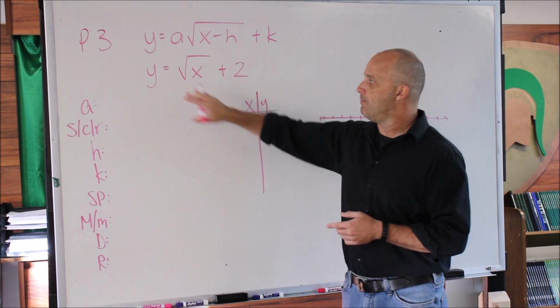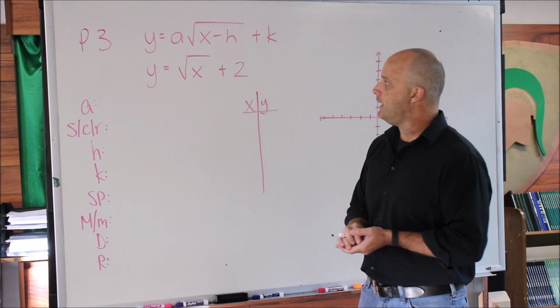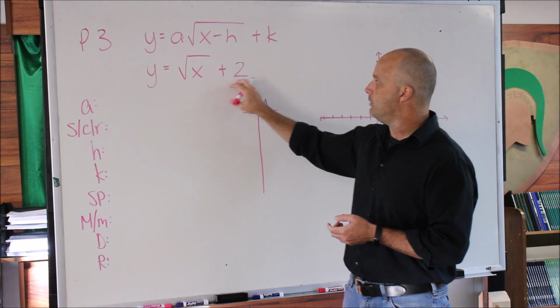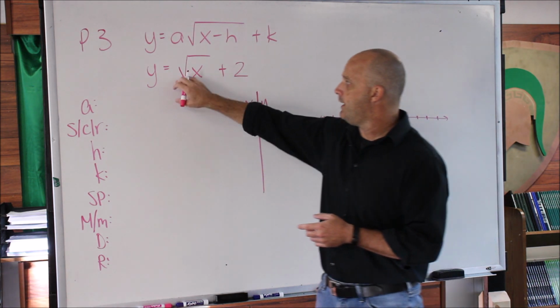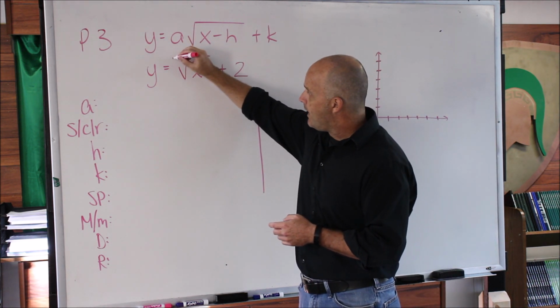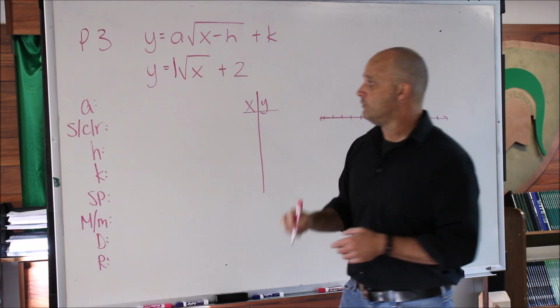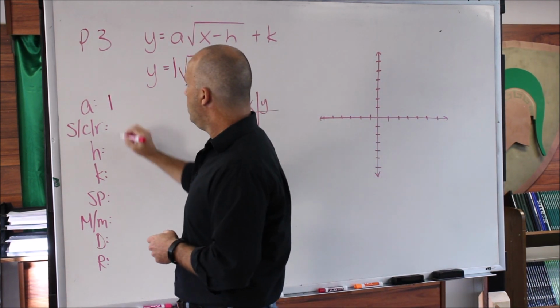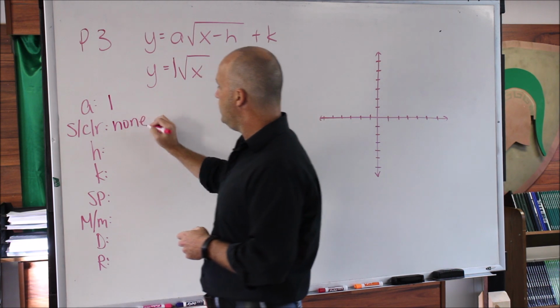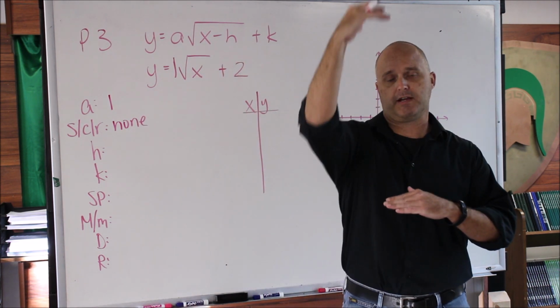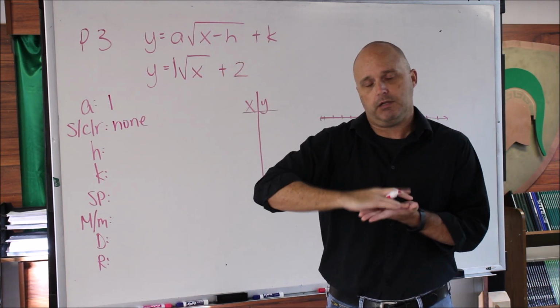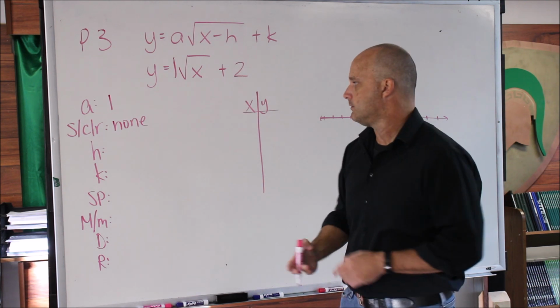So on the problem that we're given in the book, we've got y equals the square root of x plus 2. You can see that in place of the a value, we have a 1. So since the a value is a 1, there's no stretch, compress, or reflect that we need to worry about. It's not going to be stretched vertically, and it's not going to be compressed down towards the x-axis.